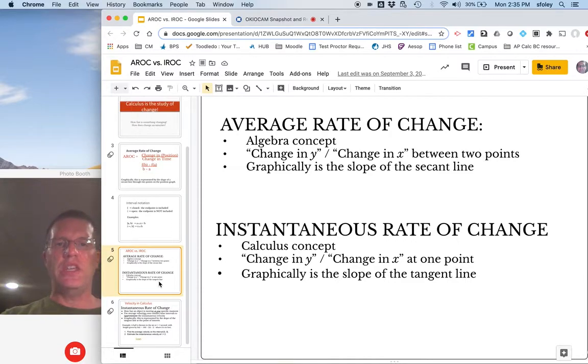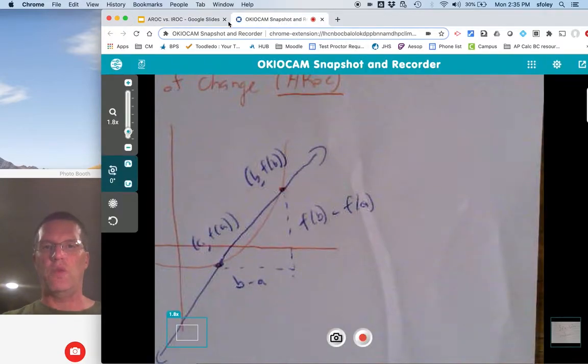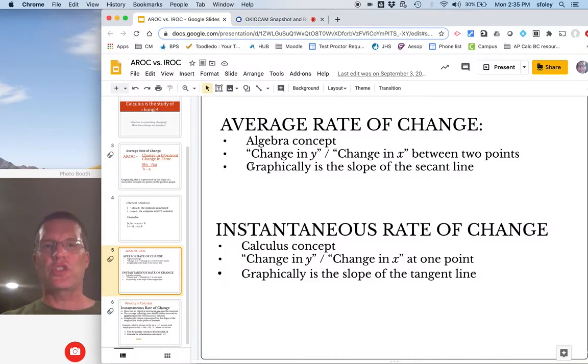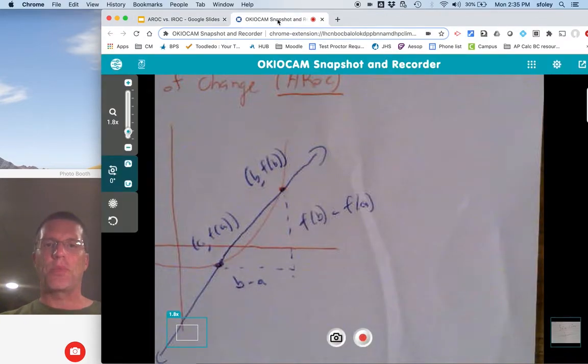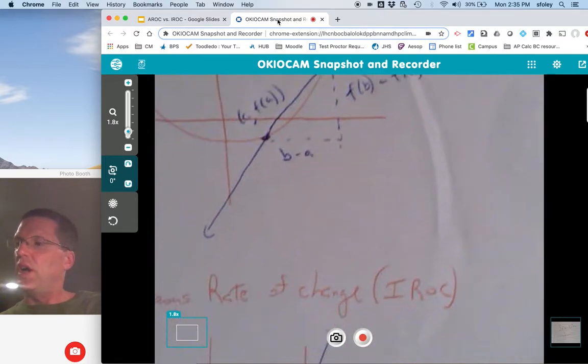The second big idea is the instantaneous rate of change. We already talked about the average rate of change. It's an algebra concept, change in y over change in x between 2 points. It's that secant line picture that we saw before. The instantaneous rate of change is the calculus concept that we'll be working with a lot over the coming weeks. And it's the change in y over the change in x at a single point. And of course, the problem with this is if you only have a single point, how are you going to do change in y over change in x? You only have one thing to work with.